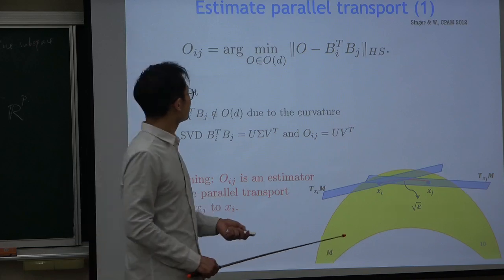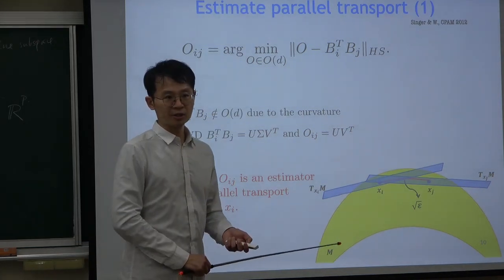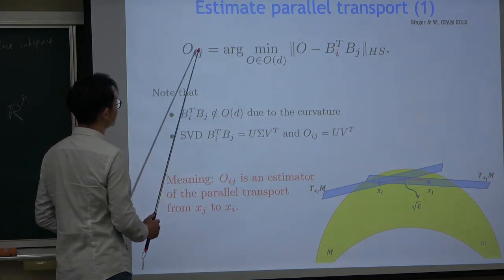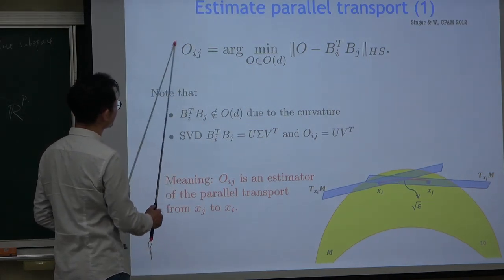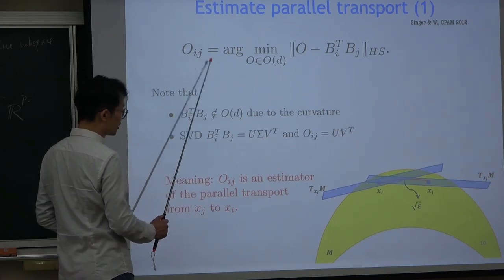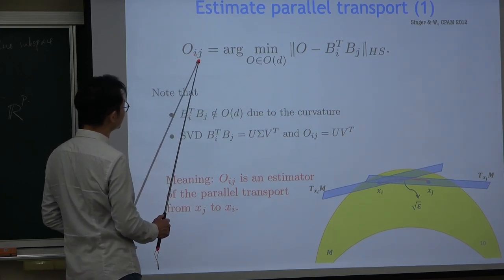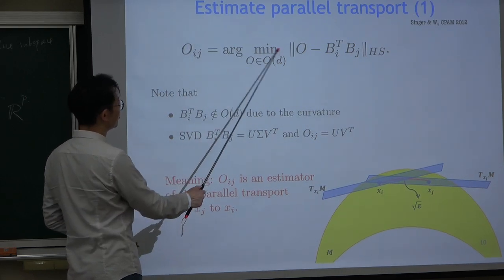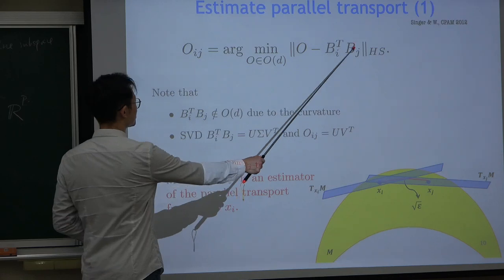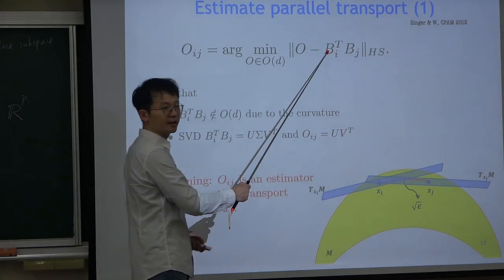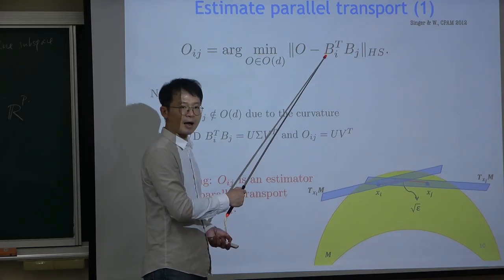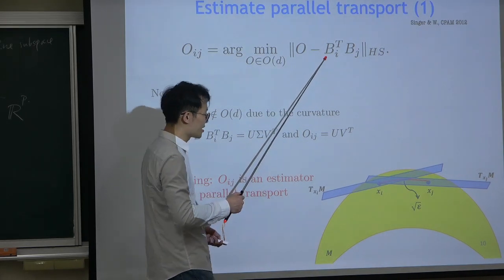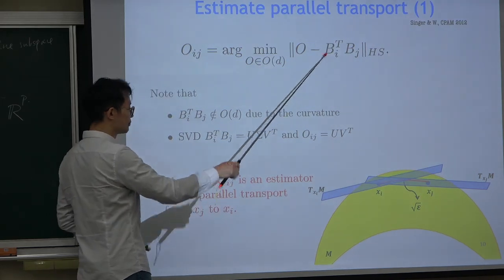Then the final step is estimating the parallel transport or connection. And the algorithm is actually very simple. To estimate the connection between I and J, you calculate OIJ, which is the arg min over O of the norm of O minus BI transpose BJ. Remember what is BI? BI is a basis that estimates the embedded tangent space of Xi.